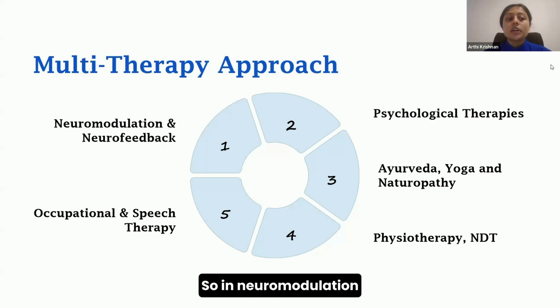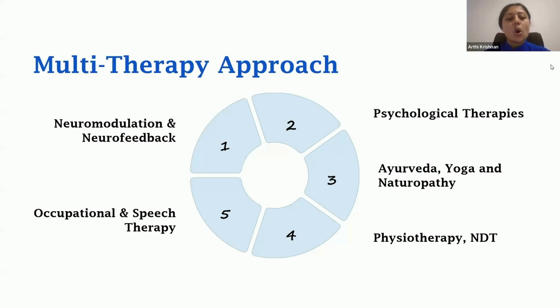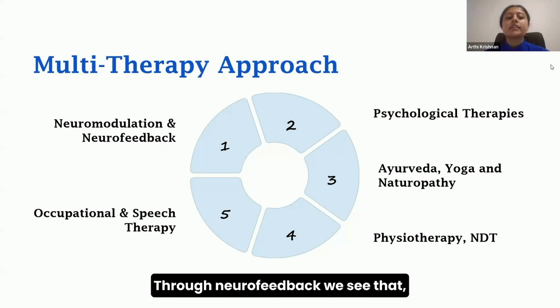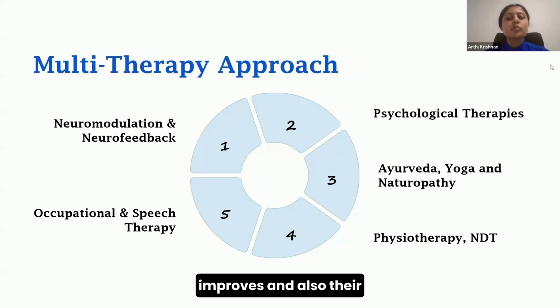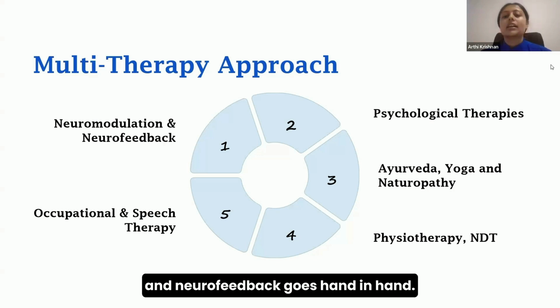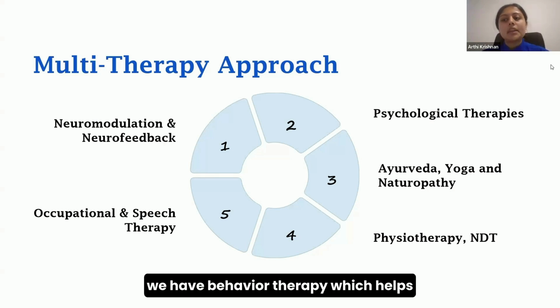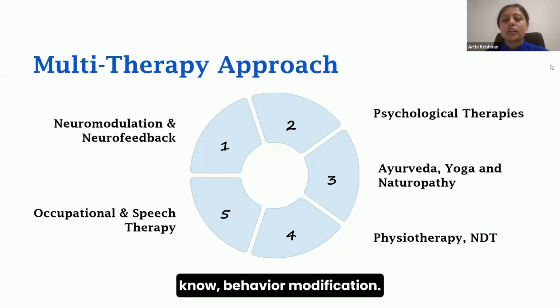So, in neuromodulation, there is stimulation of the brain and it is non invasive. So, it's not like a surgical procedure. But we are stimulating different regions in the brain so that we can enhance the functioning, right? Like by doing that we can notice that their functioning improves. What is neurofeedback? Through neurofeedback we see that attention, concentration improves, and also their functioning also improves. So this neuromodulation and neurofeedback goes hand in hand. Then we have psychological therapies. So in psychological therapies, we have behavior therapy, which helps bring in like behavior modification.